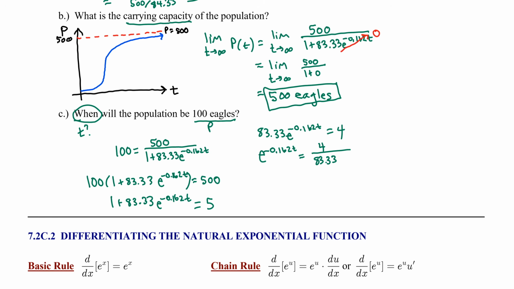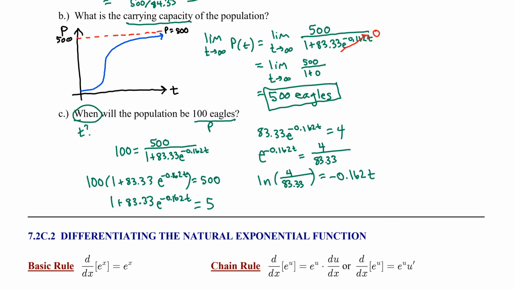Now this is an exponential equation. You can solve this by converting it into log form. Notice the base here is e, so we're going to need a natural logarithm. We're going to take the log of 4 over 83.33, and that's equal to our exponent, just the exponent there, not the base e.